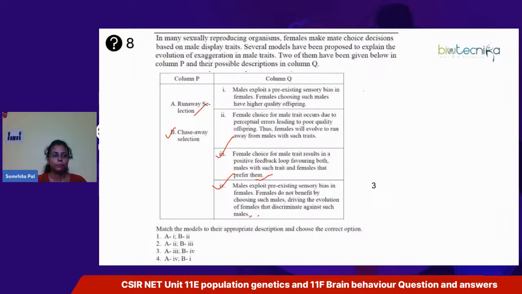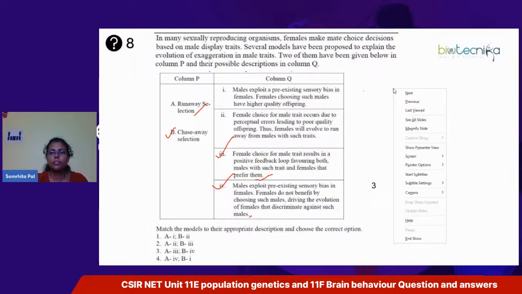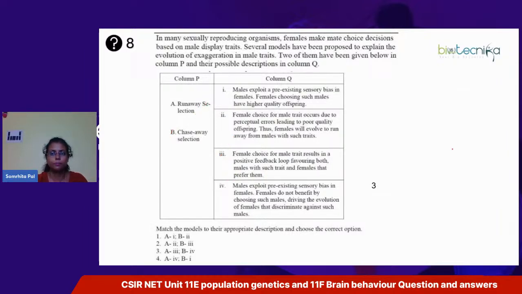Okay, understood everyone? So this is about your co-evolution and two theories which are related to this co-evolution. There are many other theories related to co-evolution. This one is your positive co-evolution and the other one is your antagonistic co-evolution.